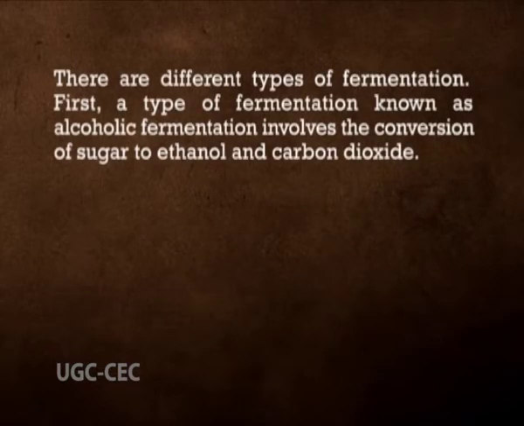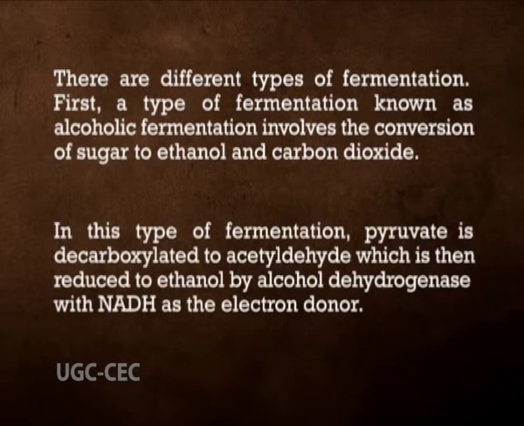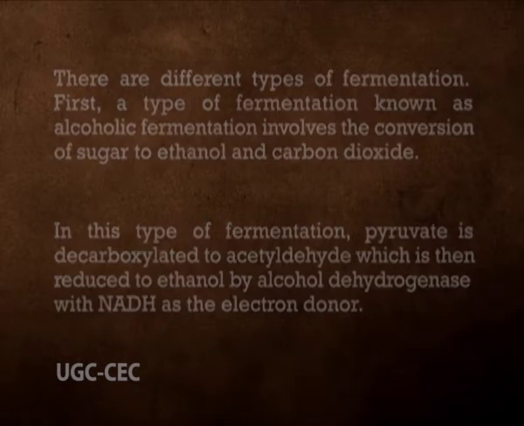There are different types of fermentation. First, a type of fermentation known as alcoholic fermentation. It involves the conversion of sugar to ethanol and carbon dioxide. In this type of fermentation, pyruvate is decarboxylated to acetaldehyde, which is then reduced to ethanol by alcohol dehydrogenase with NADH as the electron donor.